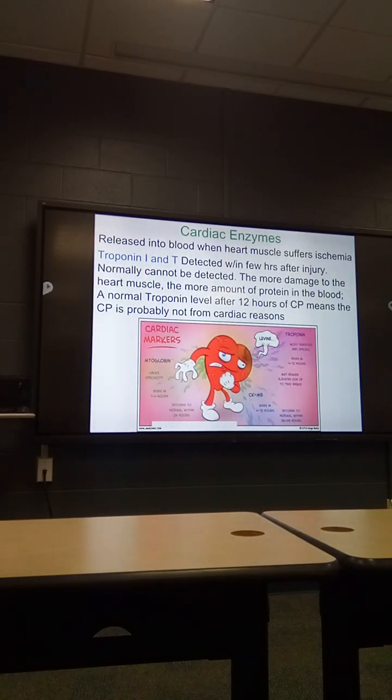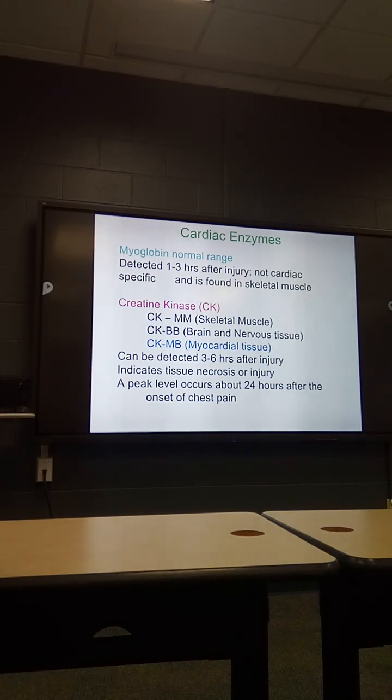The other one is myoglobin. This is detected 1 to 3 hours after injury, but it's not cardiac specific. So this could be skeletal muscle. So it's not specific enough to the cardiac that we want to focus on that one. The only one that is cardiac specific is the CKMB.